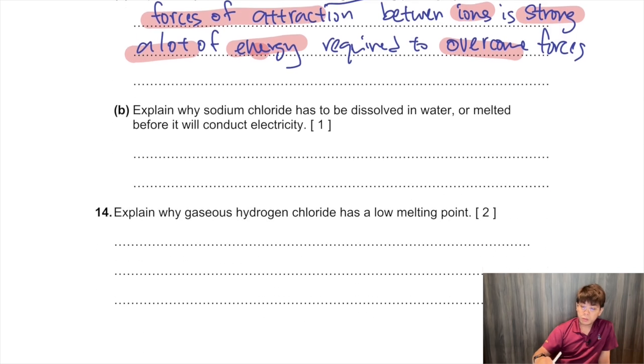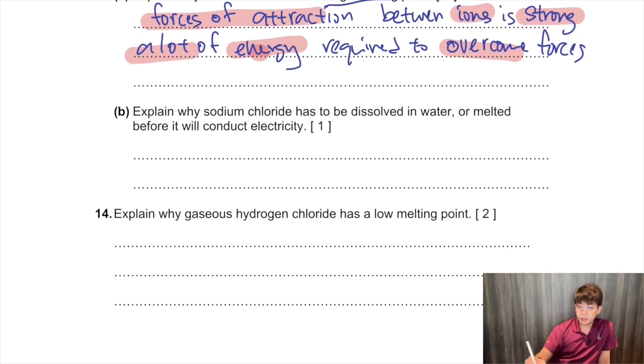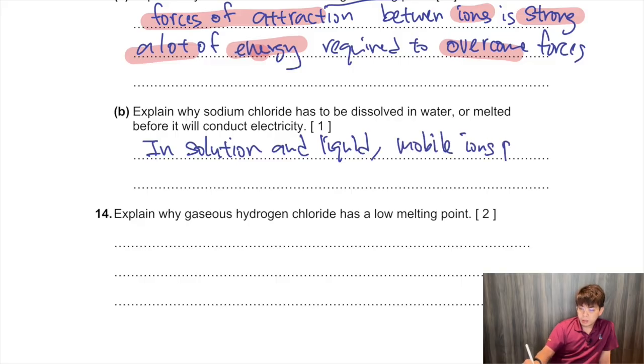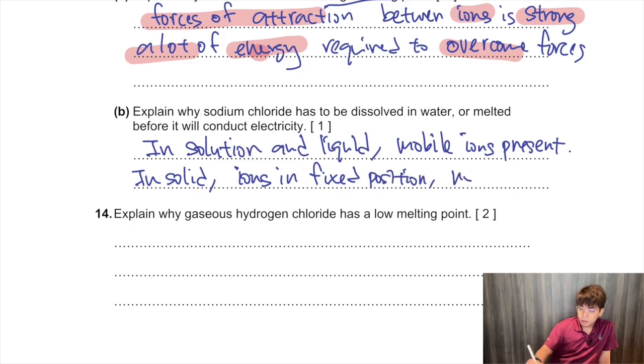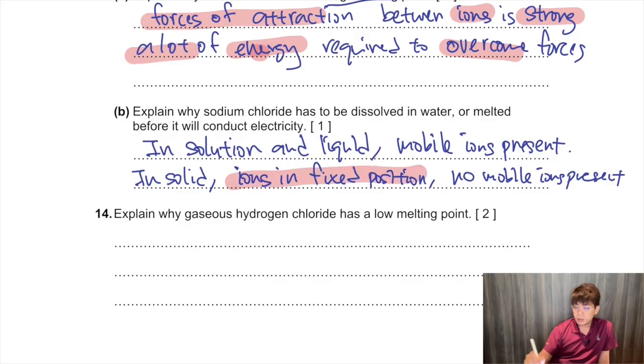Next, explain why sodium chloride has to be dissolved in water for it to conduct electricity. So you must say that in solution and liquid, mobile ions present. So this is half of the explanation. You must tell me in solid, ions in fixed position, no mobile ions present. So the keywords that I need to see here is ions in fixed position, mobile ions, no mobile ions.